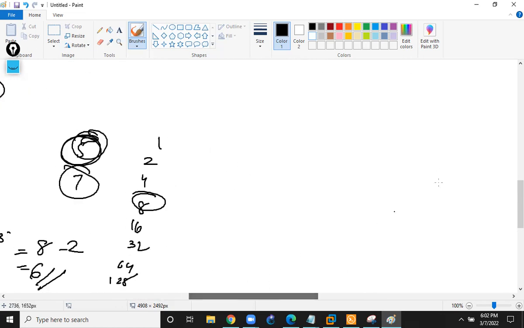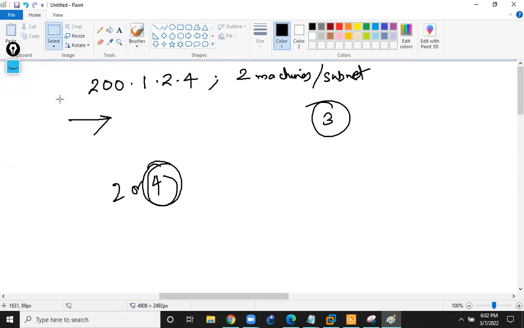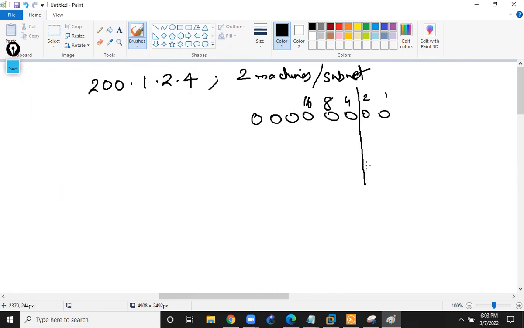Now, going with the same equation, if you apply it here, say for 2 machines per network, the question is, what is the block size, or where will you draw the line? Okay, so 1, 2, 4, 8, 16. If you draw between 2 and 4, or if you draw between 1 and 2, what is the difference? Let me tell you. If you draw between 2 and 1, the block size is 2.